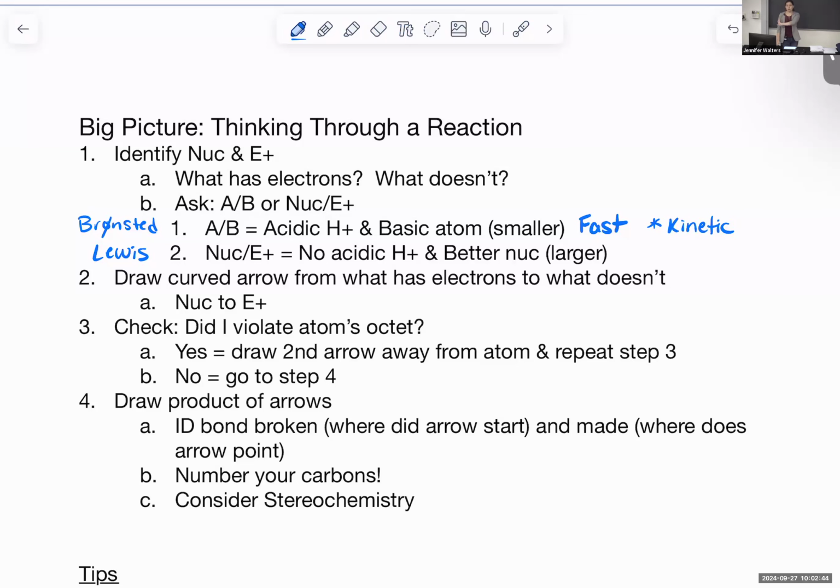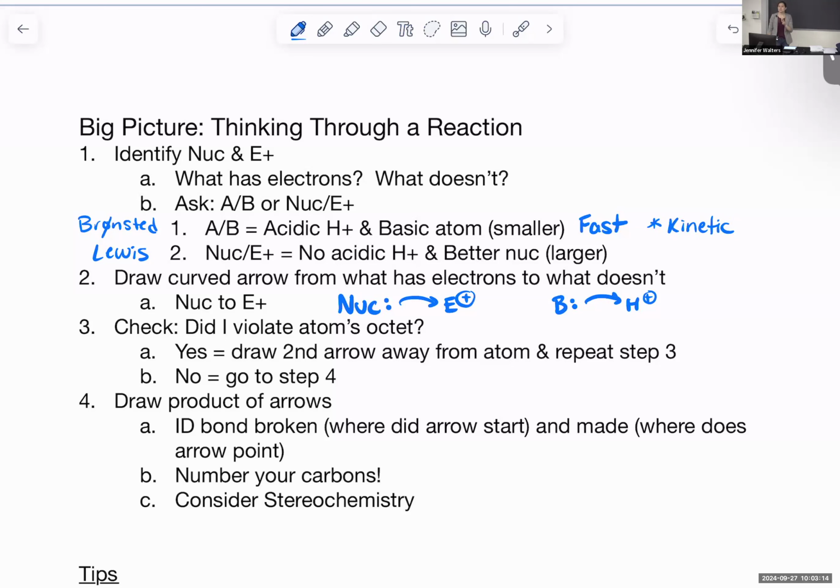All right, so you identify what has electrons and what doesn't. Step 2, make them meet. Draw a curved arrow from the thing with electrons to the thing that doesn't. So we're going to draw a curved arrow from our nucleophile to our electrophile, or what we've been doing is from our base to our acid, right? You go from what has electrons to what doesn't.